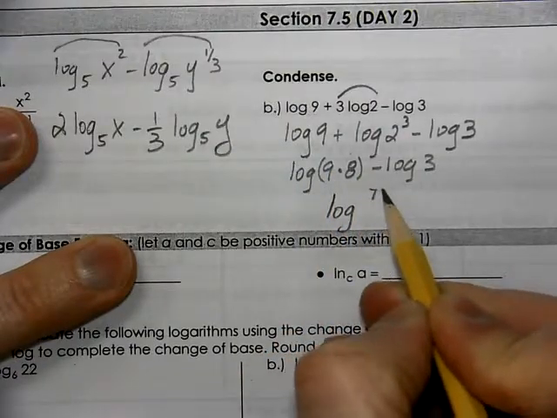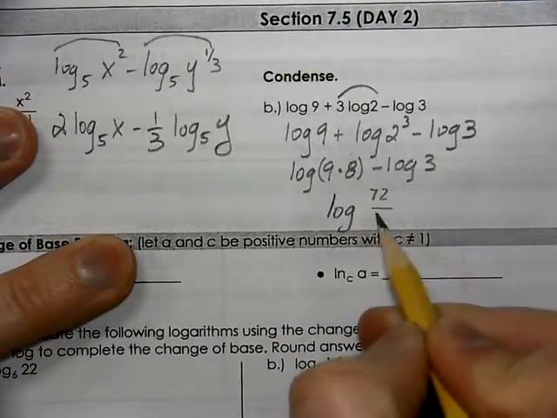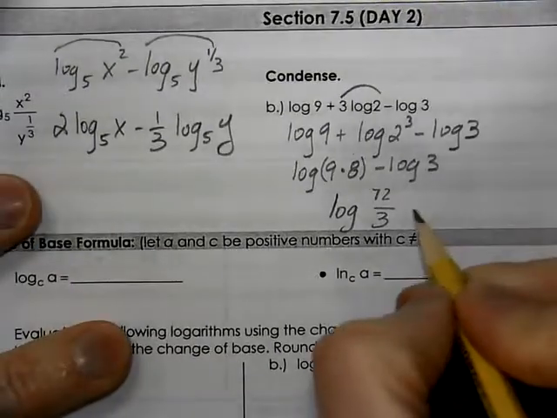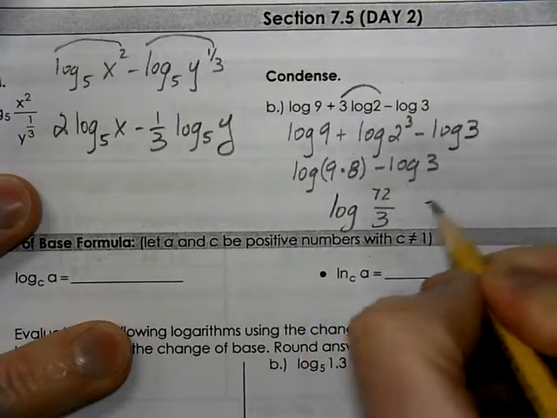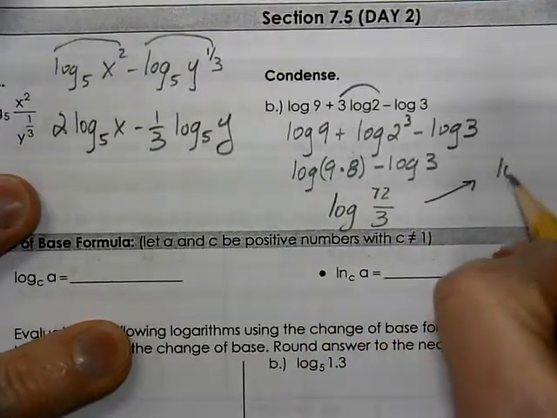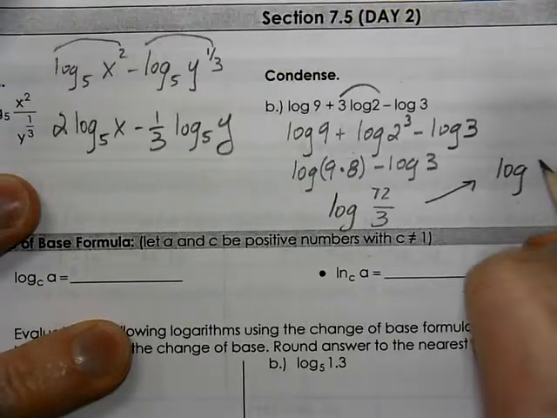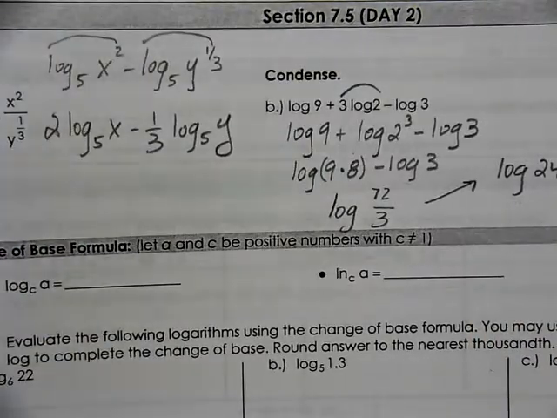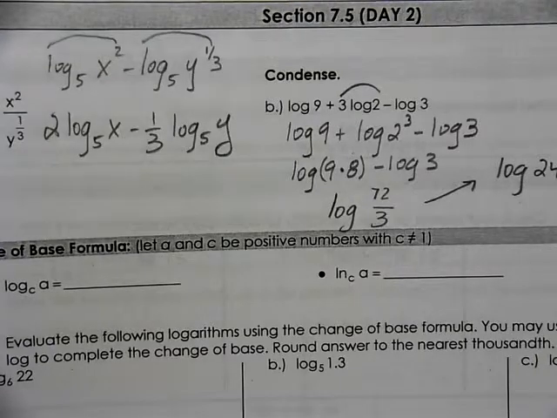9 times 7 is 72 divided by 3, and we know that 3 can go into 72 to become log of 24. So that's condensing that problem.